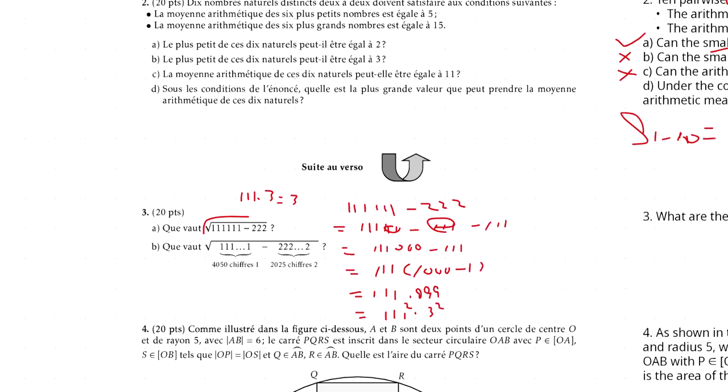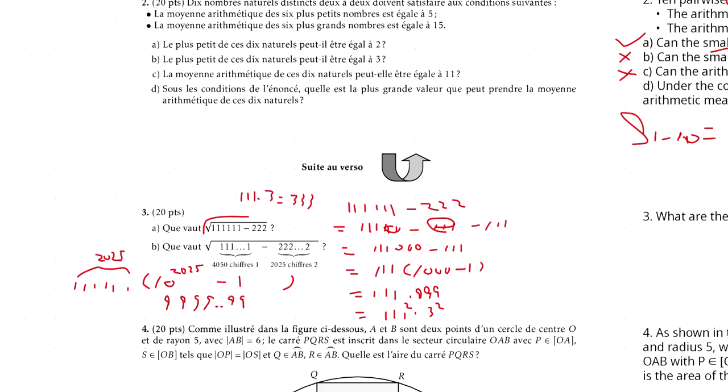And the second is quite similar. So you can do the same. Instead of 3 ones, here you have 4,050 ones. And you can do the same as with 111. Here we have 2025 ones. You do the same factorization, and here you have 10 to the power of 2025 minus 1, which gives you 2025 nines, right?